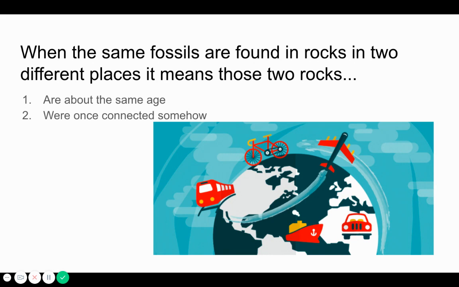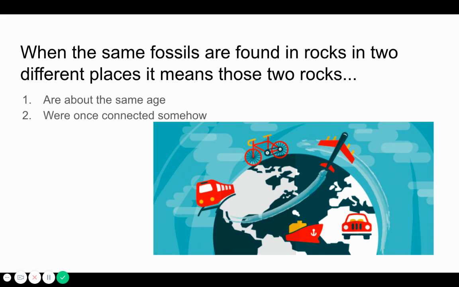One last thing for success on this worksheet. Remember that when the same fossils are found in rocks in 2 different places, it means that those 2 rocks, one, have to be about the same age. And if it happens to be an index fossil, then it means they're really relatively the same age, very close. Additionally, it means that those 2 areas were once connected somehow.